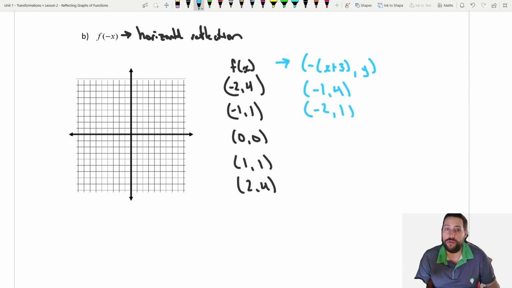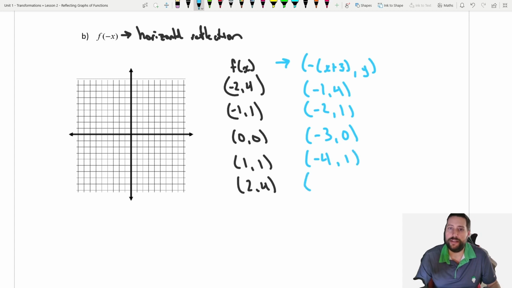We have 0, 0, so we're going to add 3 to it. That's going to bring us now to +3, but then we're going to multiply by -1, which brings us to -3 and 0. And next we have 1 plus 3, which is 4. Multiply that by -1. We have -4 and 1. And then finally, the last one, we have 2 plus 3, which brings us to 5. Multiply that by -1, which brings us now to -5 and 4.